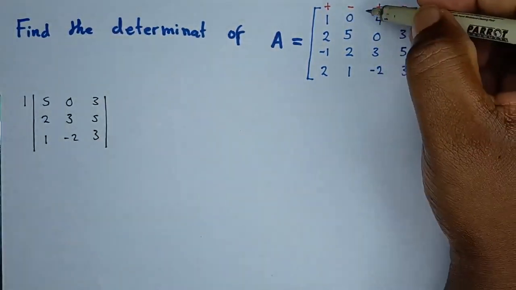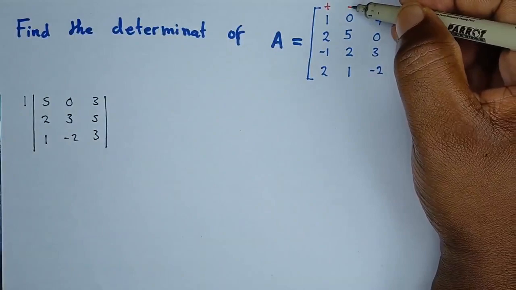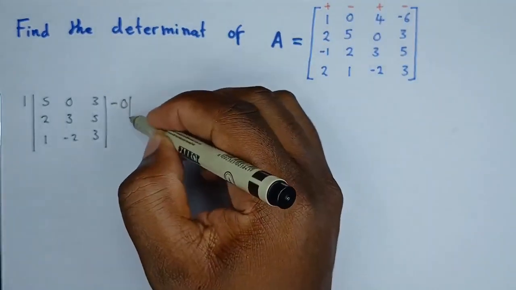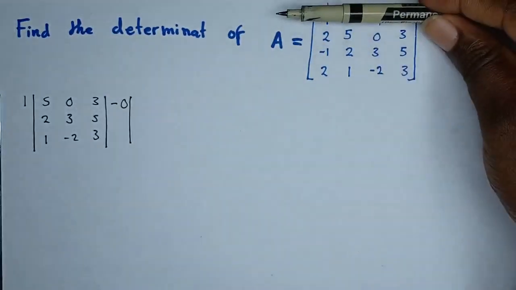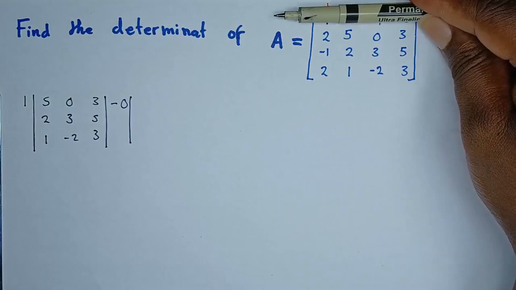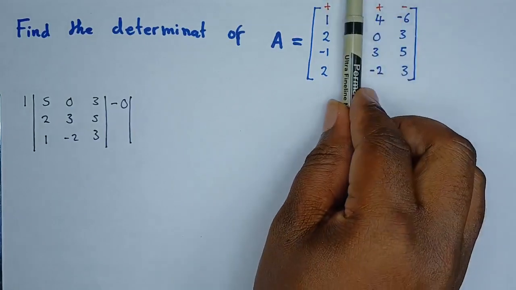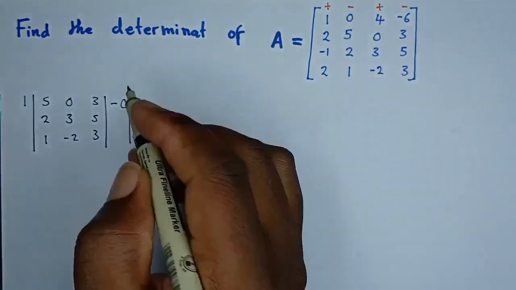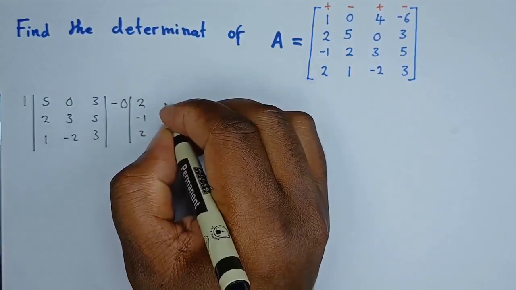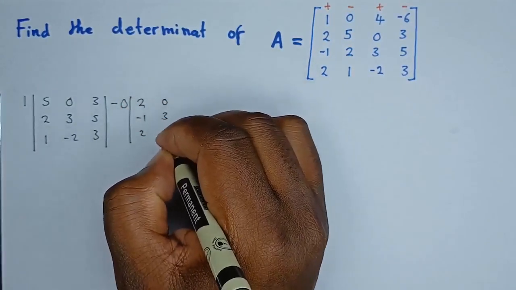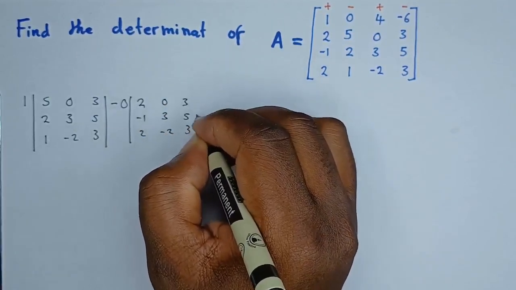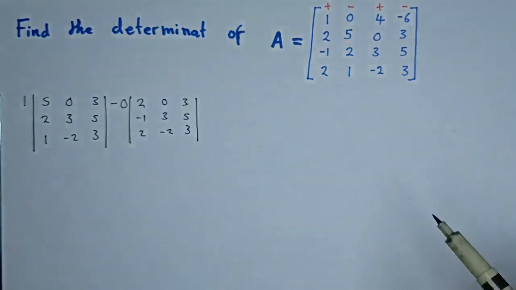Okay, so next we have a negative here, so we should say -0, of which 0 will just cancel out with everything. So everything except the first row where 0 is, as well as the second column. So the values that remain will be 2, -1, 2. We should also have 0, 3, -2, as well as 3, 5, 3. Okay, next one is 4.